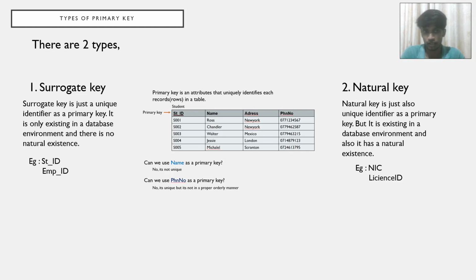So what I wanted to tell is, we are using this surrogate key type as a primary key, because that is the only way we have to identify each of the attributes uniquely and in an orderly manner. Okay, so these are the basic aspects of the primary key.